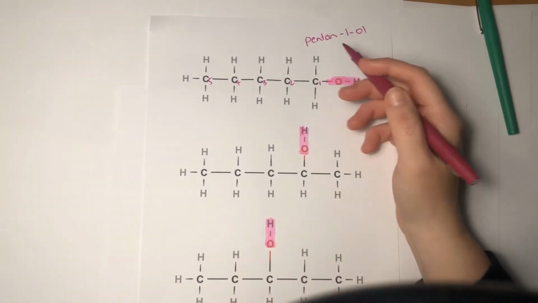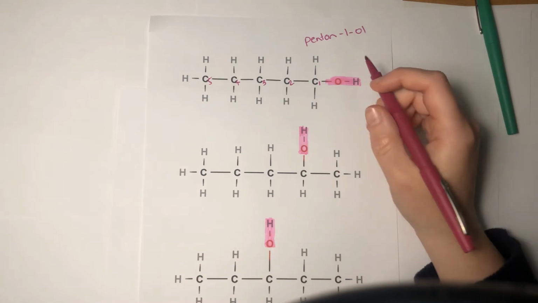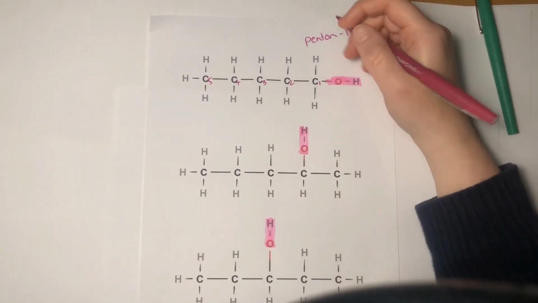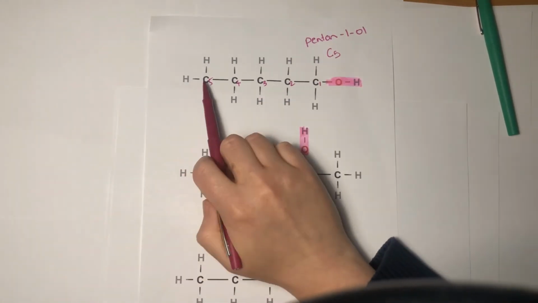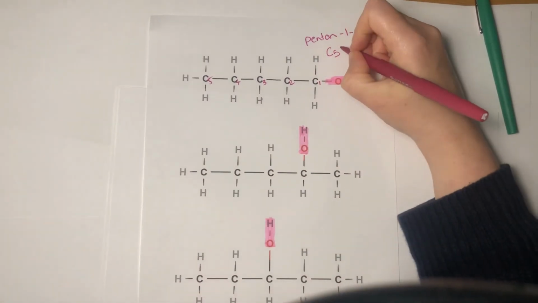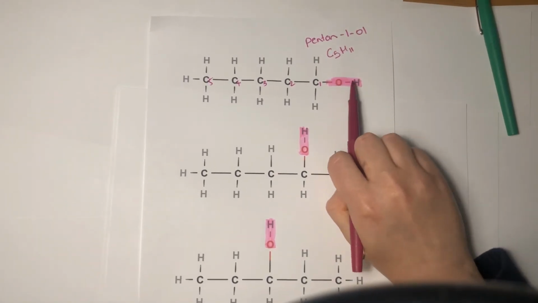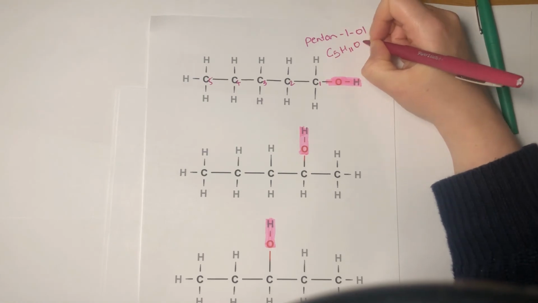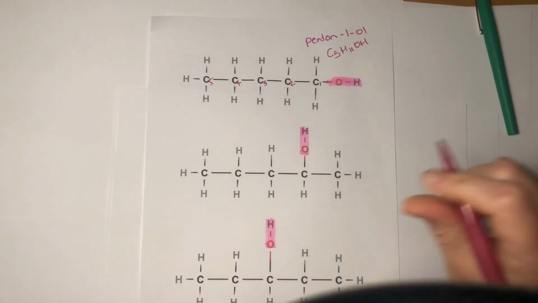So that's this molecule here, pentan-1-ol. Now when we look at the molecular formula, we've got 5 carbons. And we've got 3, 4, 5, 6, 7, 8, 9, 10, 11 hydrogens, H11. And then we've got an OH group. So this we can put on the end. So C5H11OH.